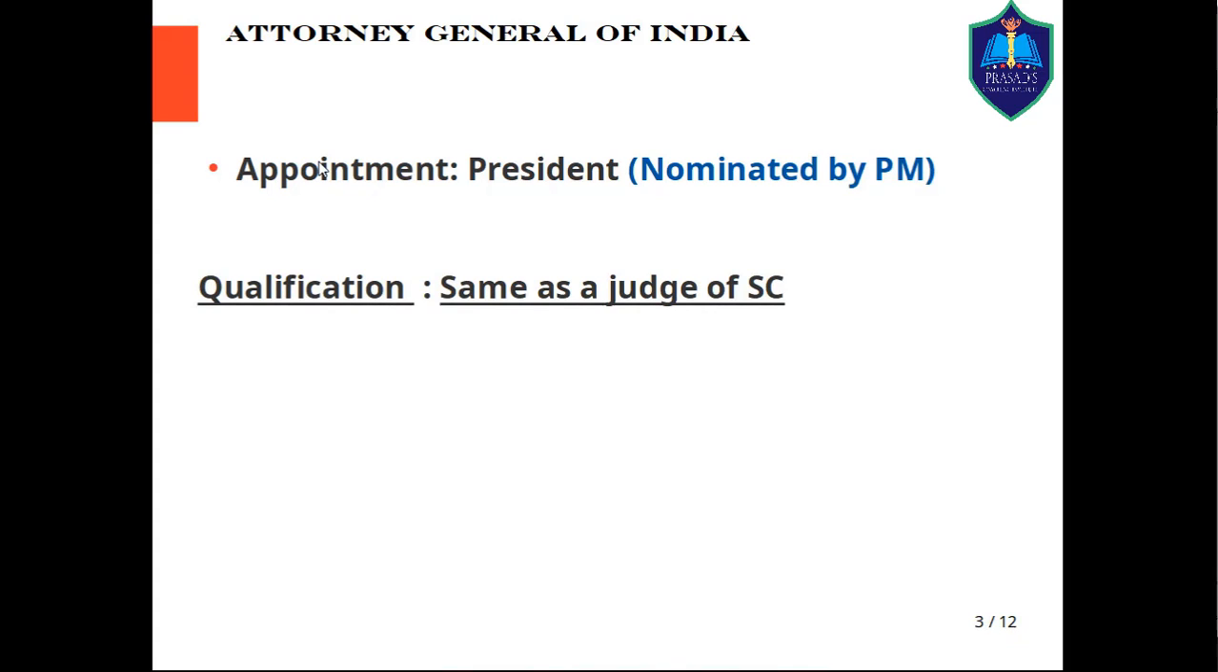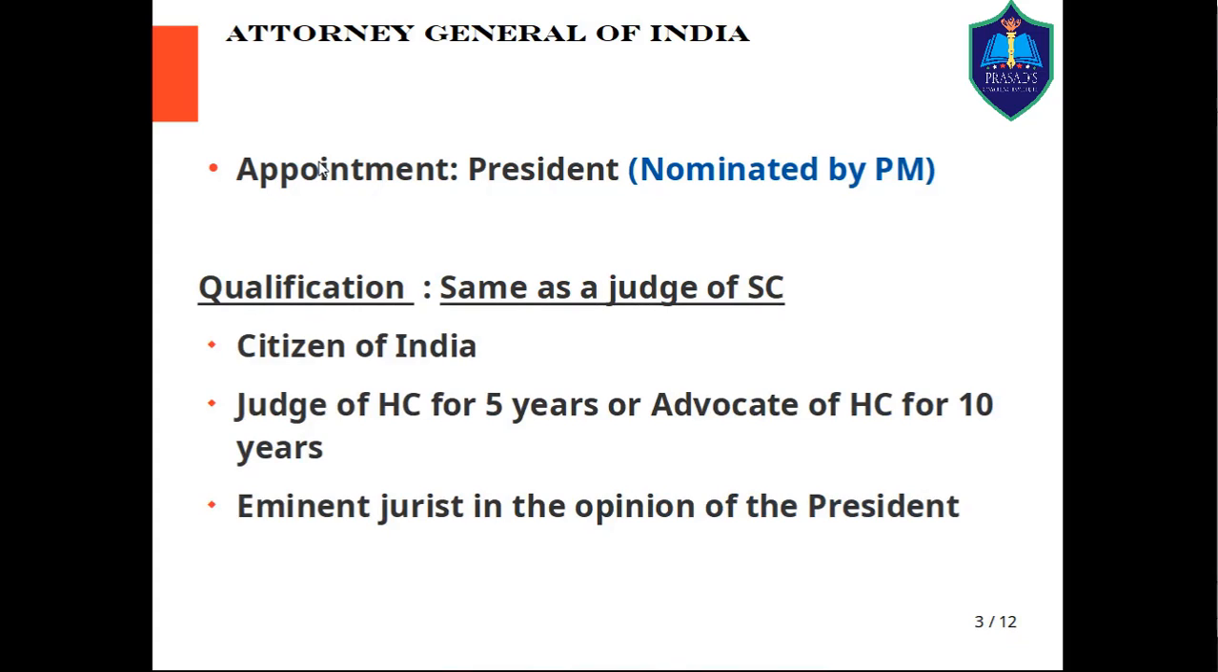Attorney General should have the same qualification as a judge of Supreme Court. So, whoever is eligible to become a judge of Supreme Court is eligible to be the Attorney General of India also. What is the qualification required to become a judge of Supreme Court? That person should be a citizen of India. That person should be a judge of High Court for 5 years or an advocate of High Court for 10 years. The person should be an eminent jurist in the opinion of President. If a person qualifies all these criteria, then that person is eligible to become a judge of Supreme Court as well as the Attorney General of India.